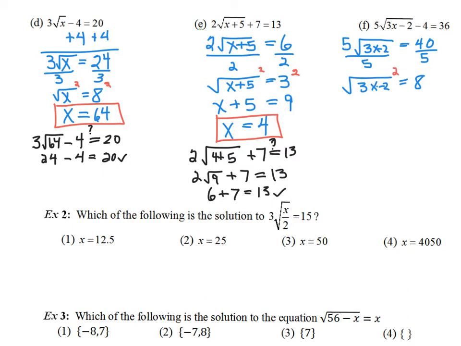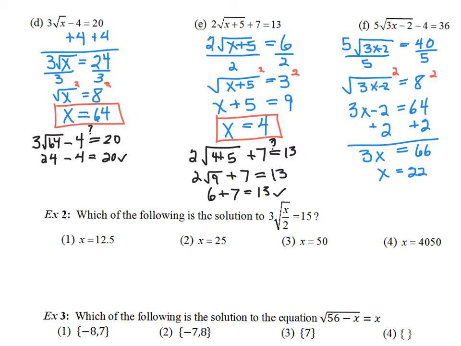This is where we're going to square both sides of the equation. So I've got 3x minus 2 is equal to 64. Now I'm ready to solve for x, and again it's a linear equation because it's got an x to the first power. So if 3x is equal to 66, x would be equal to 22.